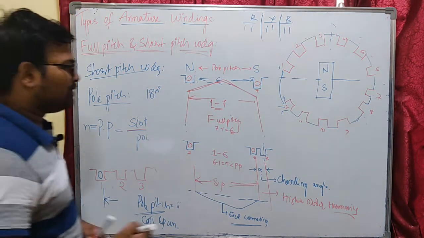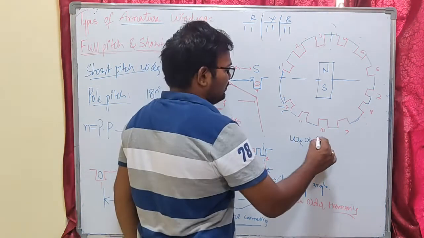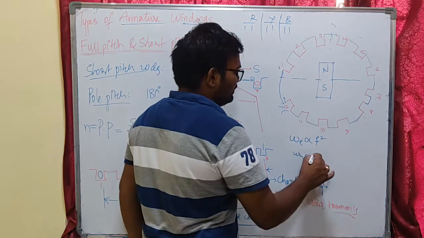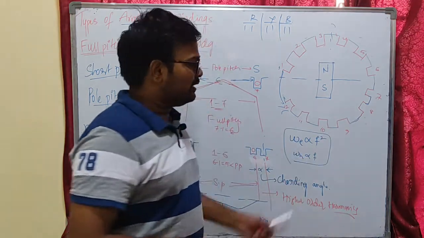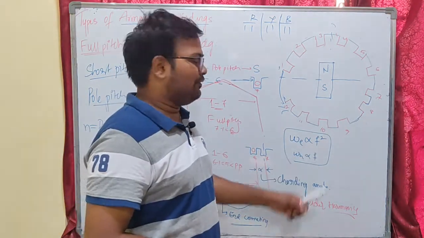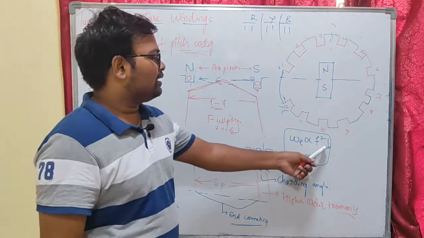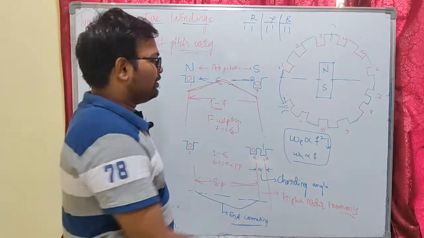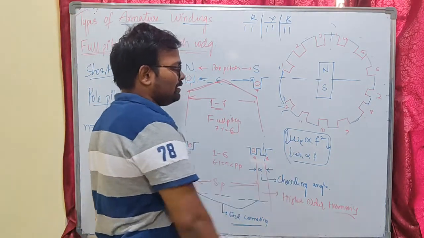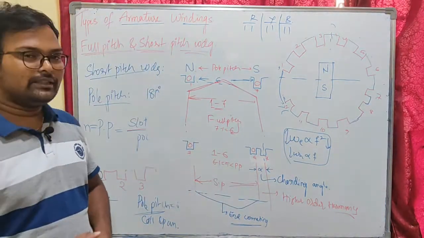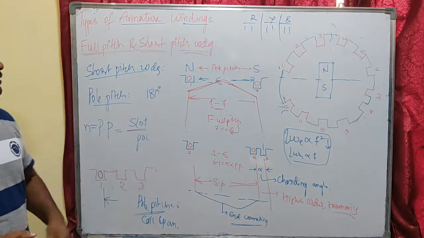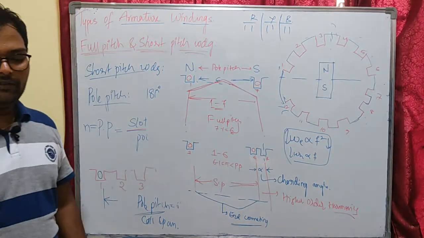Our eddy current loss is proportional to frequency. You know that our eddy current and hysteresis losses are dependent on frequency. If the high order harmonics are eliminated, that means high frequency harmonics are eliminated, our eddy current and hysteresis losses are reduced. That increases the efficiency of the machine. So these are the advantages of keeping the short pitch winding instead of full pitch winding.